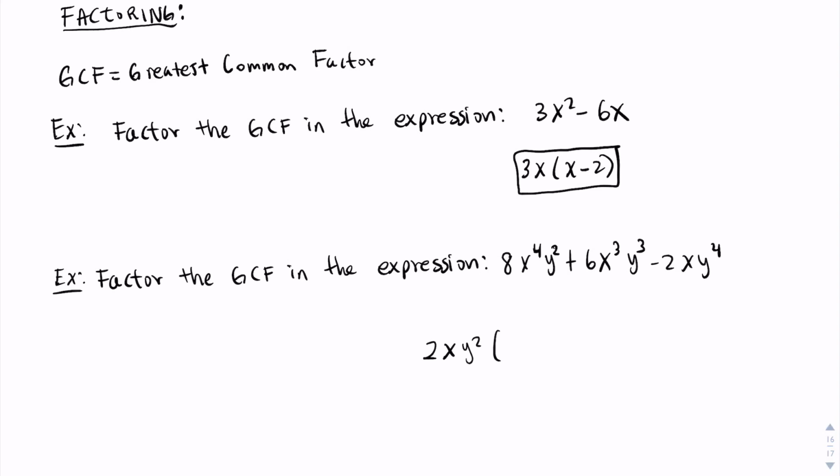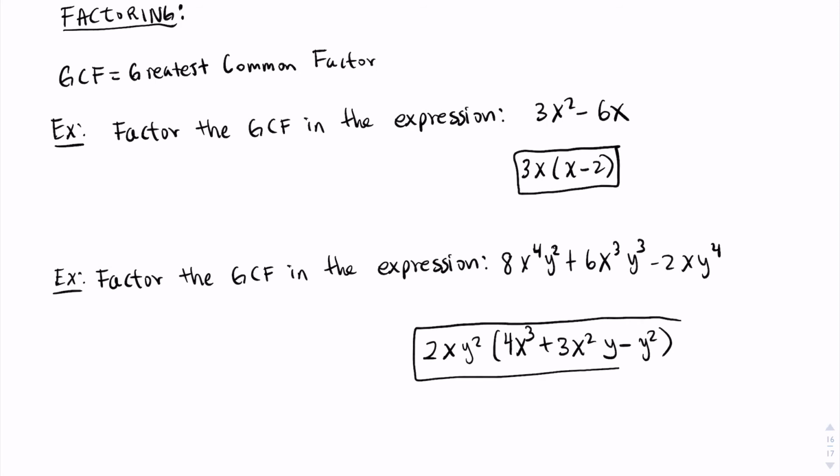And if we do that, what are we going to get in these parentheses? 4x cubed, and then the y to the 0. Plus 3x squared y, minus y squared. Yes, perfect. And that's it. The instructions ask us to factor out the GCF, and that's it.